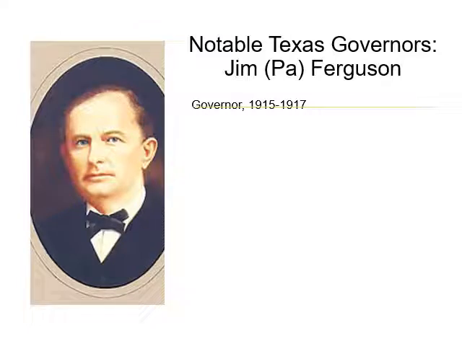But Ferguson had a quarrel with the University of Texas that led to his impeachment and removal from office. When the UT Board of Regents refused to remove certain faculty members whom the governor found objectionable, Ferguson vetoed practically the entire appropriation for the university. In 1917, he was indicted on 9 charges by a Travis County grand jury.